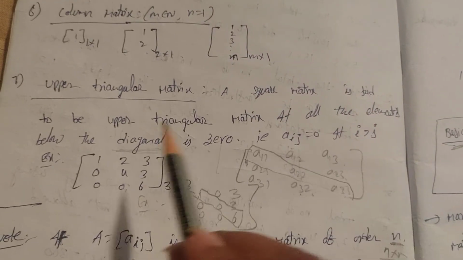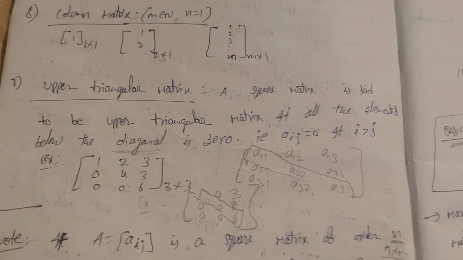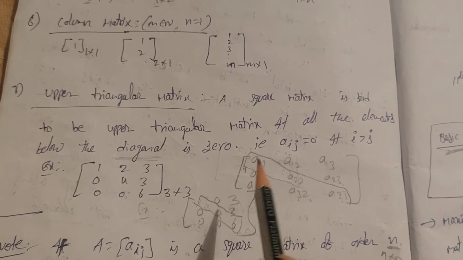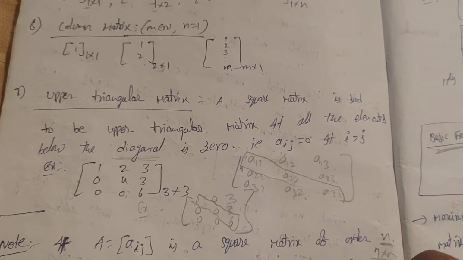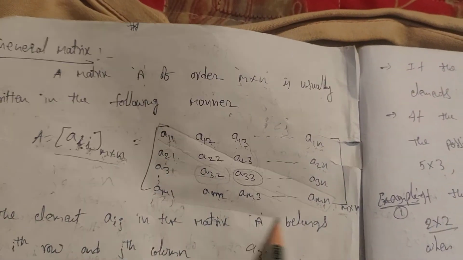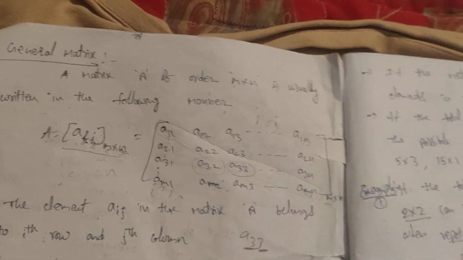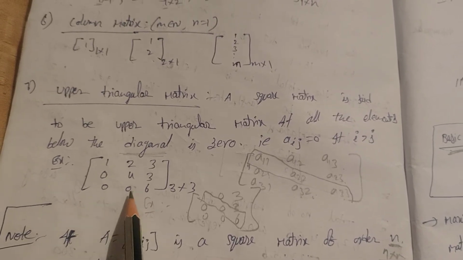A square matrix is said to be an upper triangular matrix if all the elements below the diagonal are 0. That is, Aij is equal to 0 for i greater than j, below the diagonal. Already I explained, below the diagonal elements means all these, where i is greater than j. Such elements are all zeros. So these three elements are zeros.